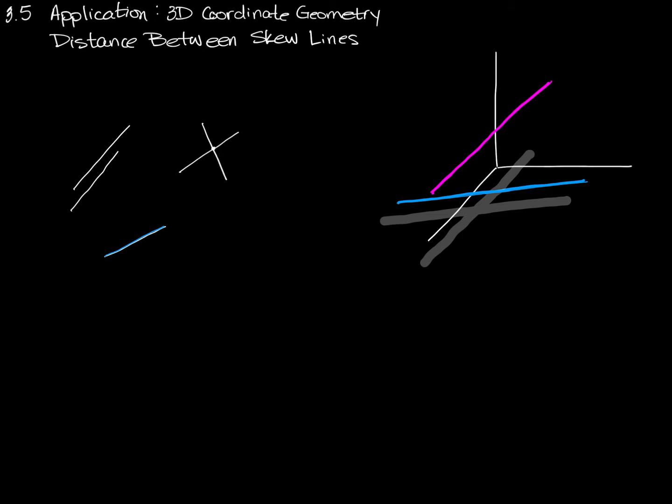In R3, we have some similar alternatives. We have parallel lines, but they don't have to be on the same plane as they are in R2. Parallel lines in R3 might look something like, there's my coordinate grid in R3. So if I've got one line here, I've added its shadow, and then another line here, and let's draw its shadow in as well.